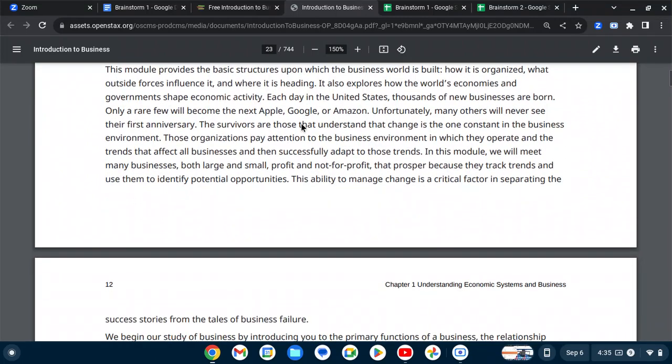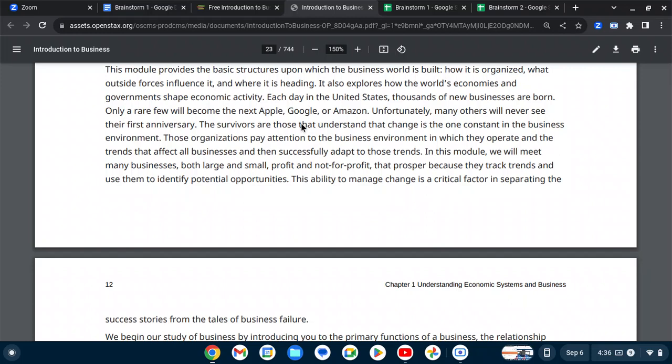This module provides the basic structures upon which the business world is built, how it is organized, what outside forces influence it, and where it is heading. It also explores how the world's economies and governments shape economic activity. Each day in the United States, thousands of new businesses are born. Only a rare few will become the next Apple, Google, or Amazon. Unfortunately, many others will never see their first anniversary.